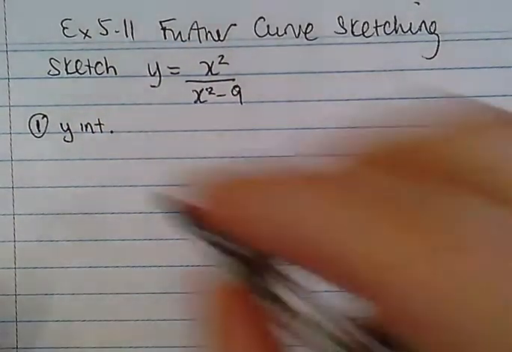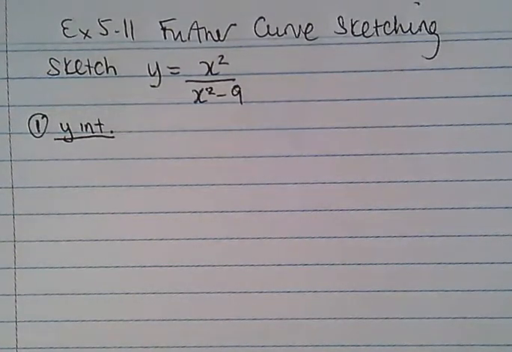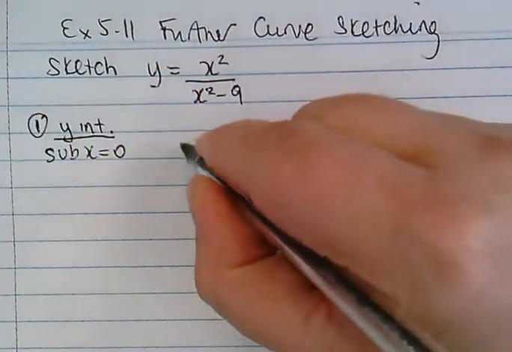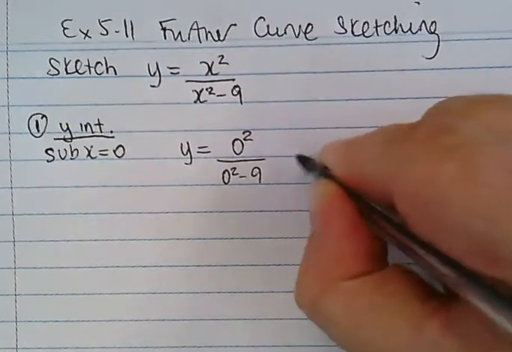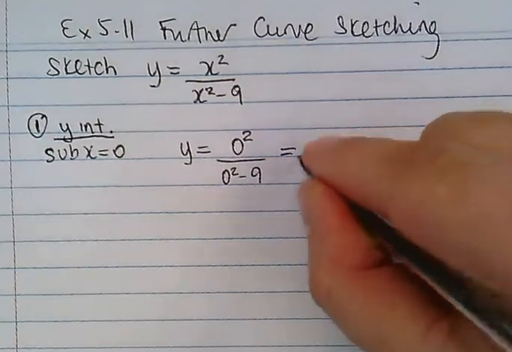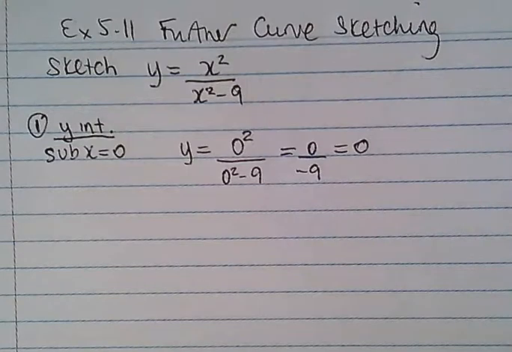So these are our steps, always. Y-intercept. How do you find the y-intercept? Substitute x is 0. So what do I get here? Y is 0 squared over 0 squared minus 9, which is 0 over negative 9, which is 0. So that's my y-intercept, 0.